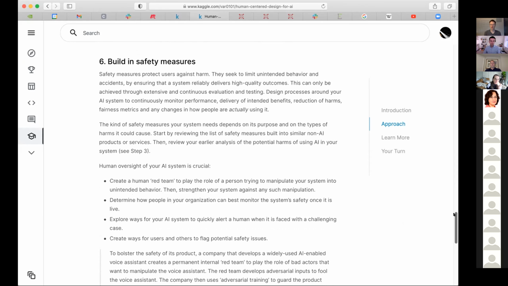And 6, building safety measures. Safety measures protect users against harm. So we've talked a little bit about some of these things, but a human red team to play the role of a person trying to manipulate your system into unintended behavior.